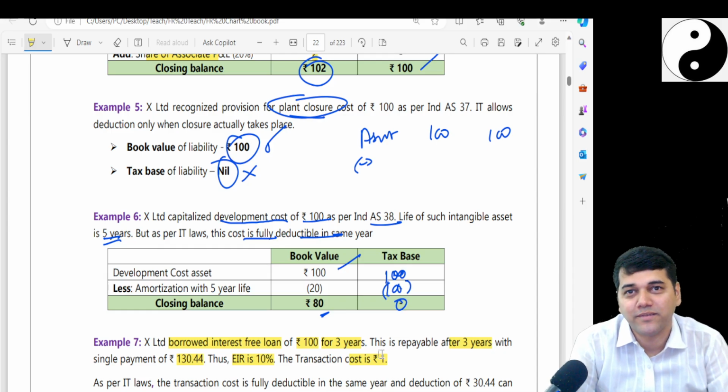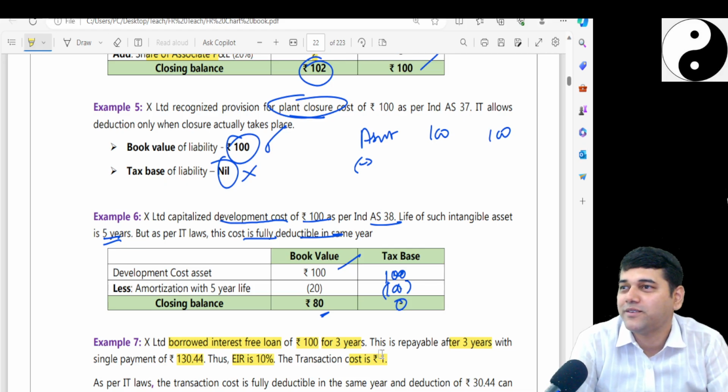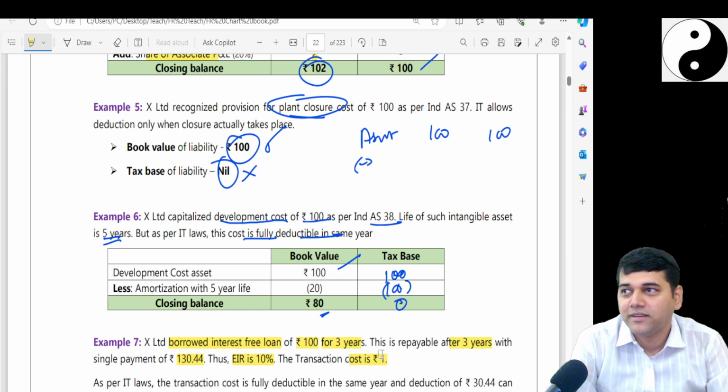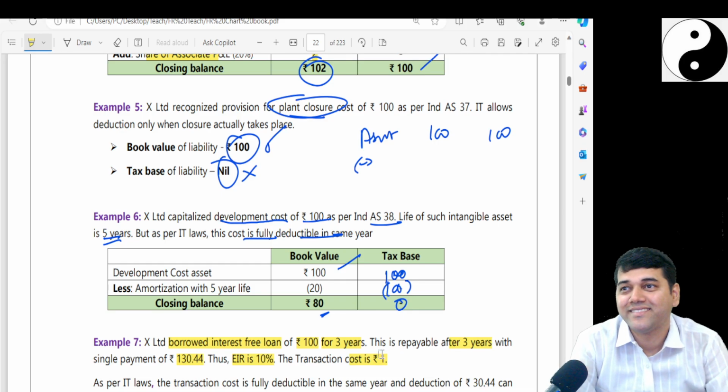Deduct from the loan. Why? How are you going to classify this loan? You said the transaction cost you are going to deduct. That depends on classification. What is the classification of the loan? Why?